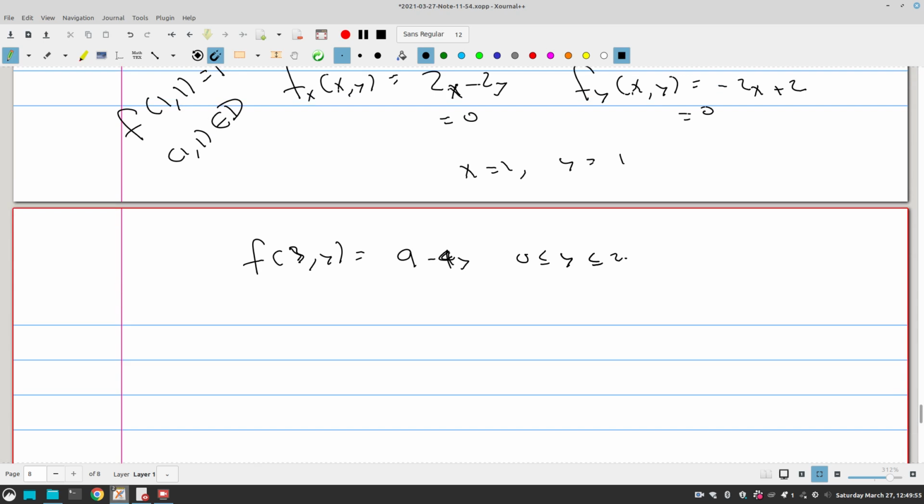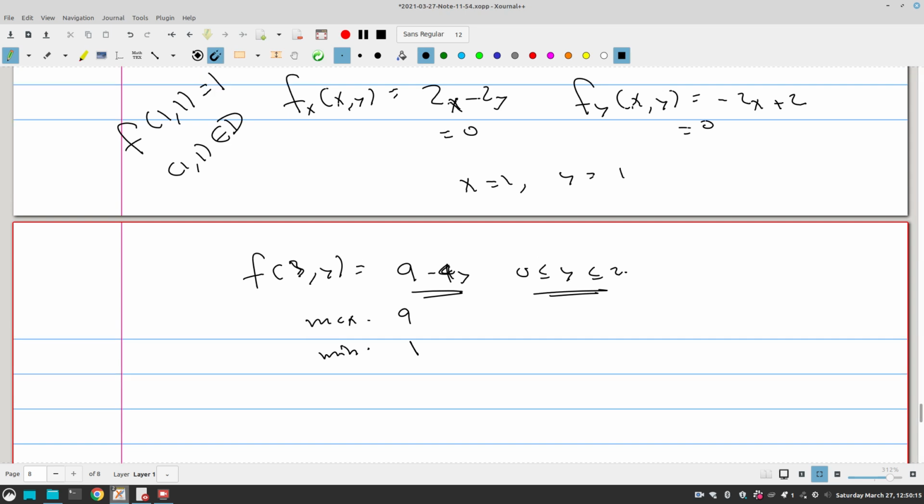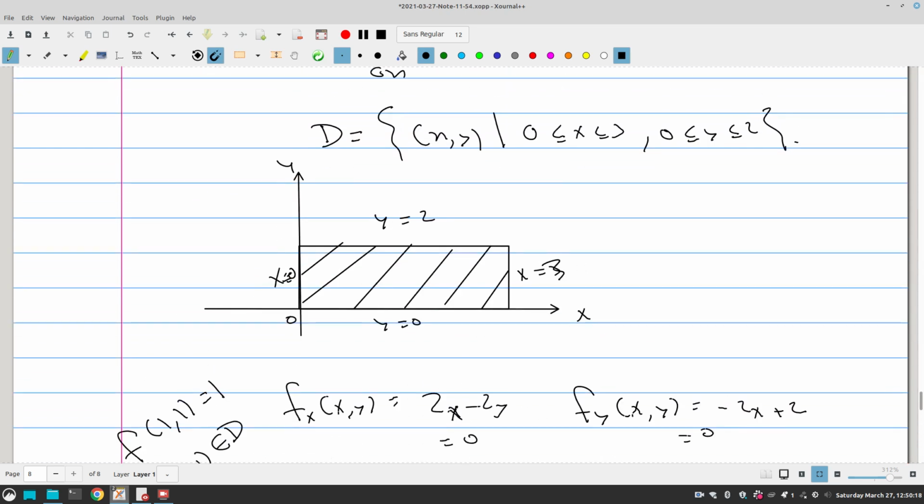Now, what is the maximum value of this? Well, the maximum value is 9. The minimum is 1. So that is the maximum and minimum value of f on this edge. So max 9, min 1, on this edge.